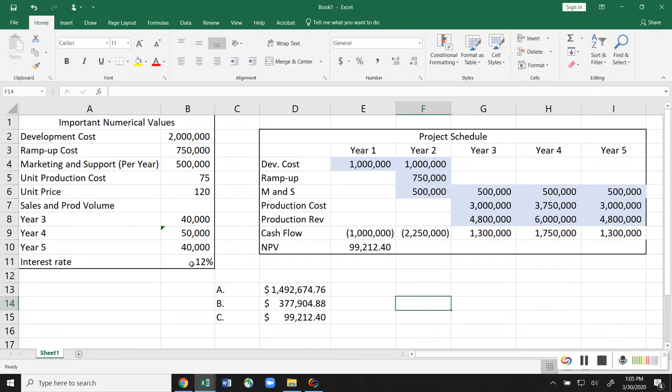So just to reiterate, going through this process, go step by step and double check your numbers as you go. And best of luck, and we'll talk to you soon.